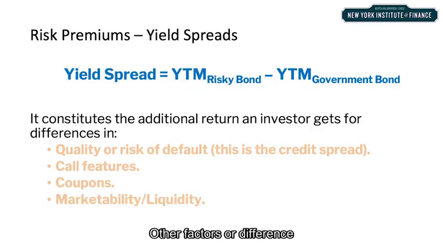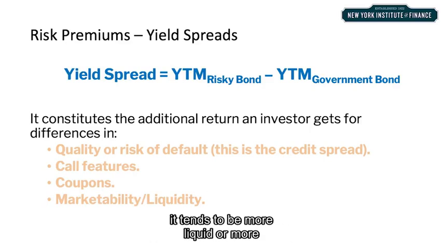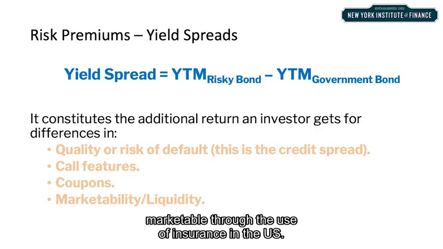Other factors are difference in marketability or liquidity. If a bond is a larger issue, it tends to be more liquid or more marketable than a smaller issue bond. You see lots of small issue bonds in state and local bonds. The local bonds are usually made more marketable through the use of insurance in the U.S.